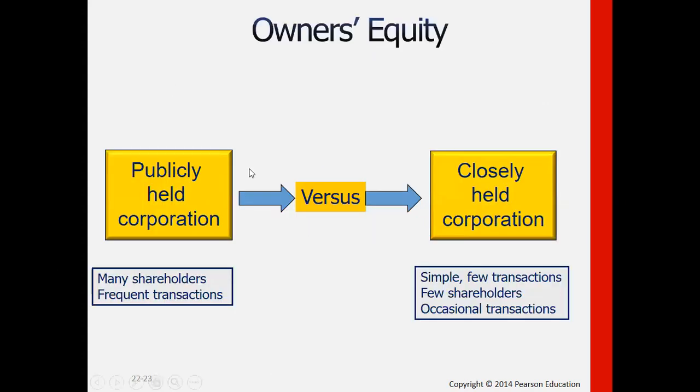For owner's equity, a review of publicly held corporation in which the shares are being issued to the public and those who are interested can buy such, while closely held corporation is being managed by members of family or the family members. And then normally the transactions are limited in terms of issuance of shares to the members or family members. In publicly held, we have many shareholders, so transactions are frequent or many also. But for closely held, simple few transactions, there are few shareholders, normally family members, and the transactions are occasional.